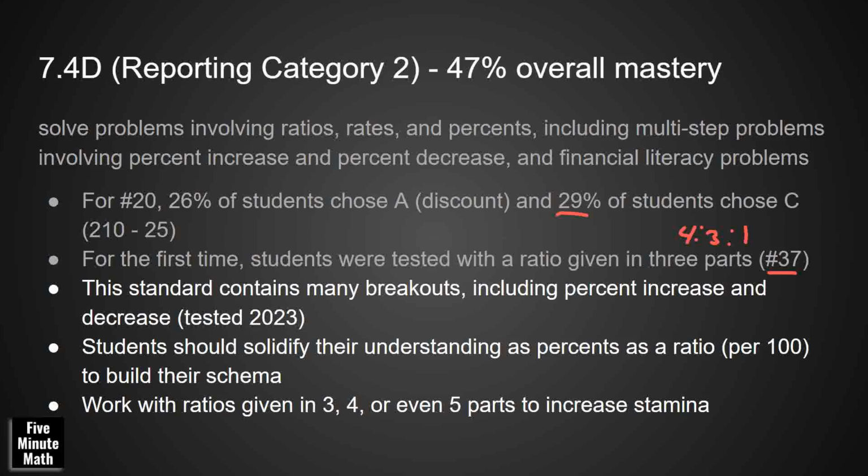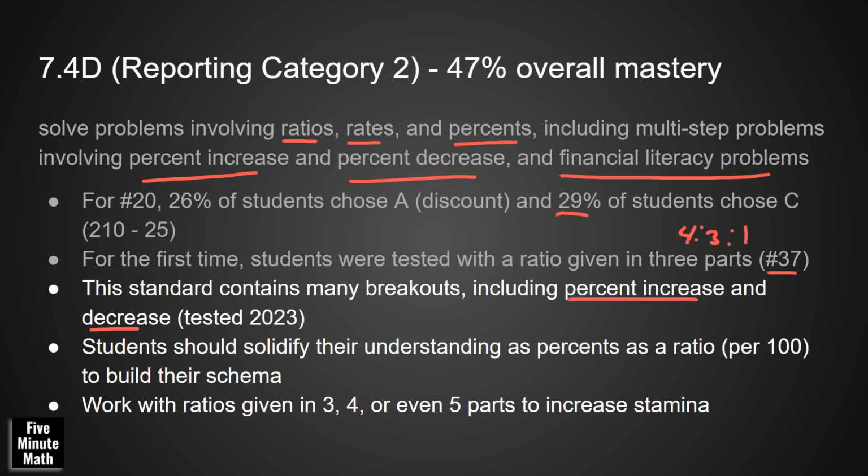So look at this standard here. This standard includes many breakouts here. We have to solve problems. It might be ratios, it might be rates, it might be percents. We might have a percent increase. We might have a percent decrease. And we're going to include financial literacy problems. That's a lot of breakouts or substandards. So this is a standard that looks different almost every time you look at it because what we didn't get was a percent increase or decrease. That was tested in 2023, right? So we had percent off, but not necessarily, what is a 150% increase of this or something like that. So this is a difficult standard that takes a lot of time.